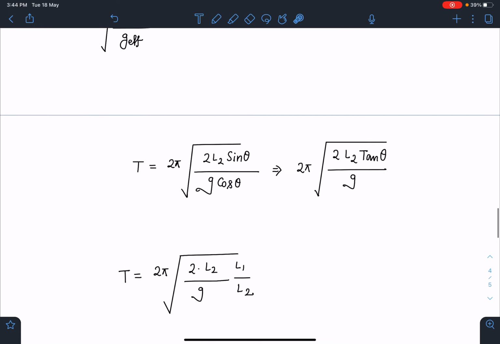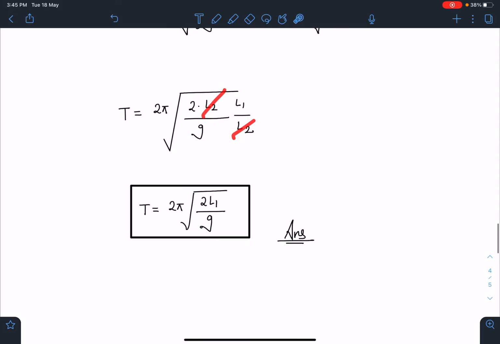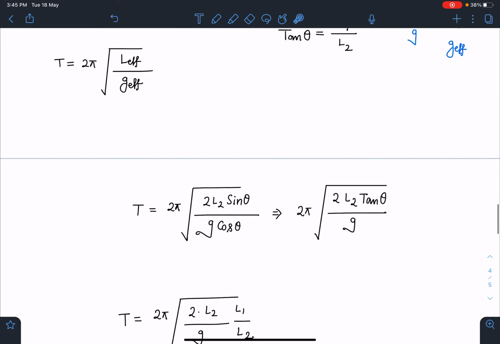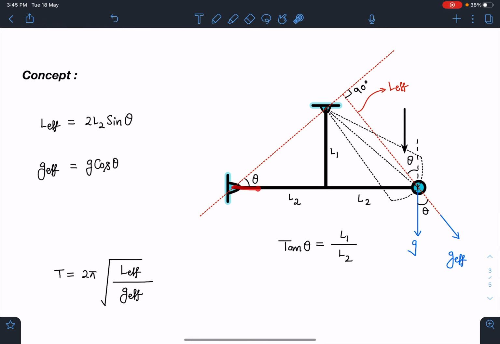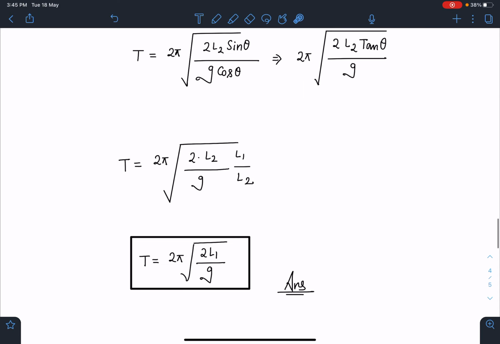If I substitute the values, I am going to get a very nice answer here, and you will be surprised to see the answer. So 2 pi, L effective is 2L2 sin theta, by g cos theta. So this will become tan theta, and we know the value of tan theta is L1 by L2. When I simplify, L2 gets cancelled, and we are going to get this answer as 2 pi under root of 2L1 by g. Guys, it doesn't depend on the length of this rod. It depends on this vertical length. So the overall answer is 2 pi under root of 2L1 by g.